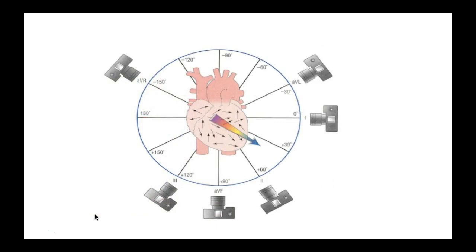So as this applies to cardiac injury, if you look at your camera, lead 2, 3, and AVF are all looking at the inferior aspect of the heart, which is why when somebody has an inferior wall MI, you see ST elevations in lead 2, 3, and AVF. So it's just making that connection.